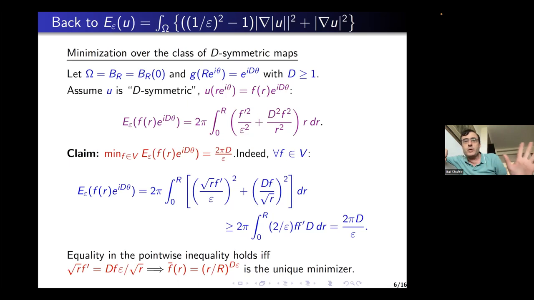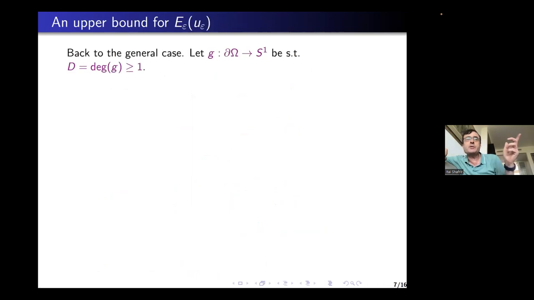Now, of course, for the moment, this doesn't solve the problem for this boundary condition because we look just at a subclass of admissible functions, but we can still use it and easily get an upper bound in the general case. So suppose we have a general Omega, simply connected, in dimension two, and a boundary condition of degree d. We claim that the energy is bounded above by 2 pi d over epsilon plus a constant.